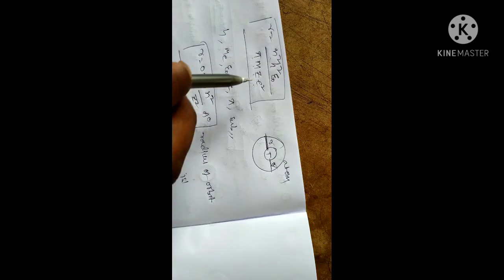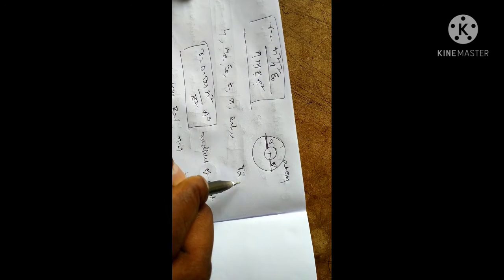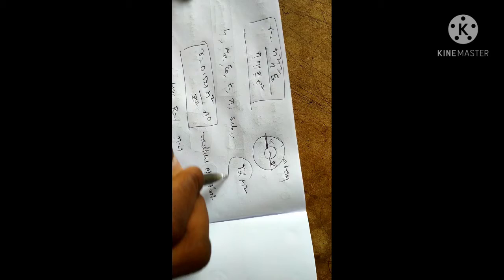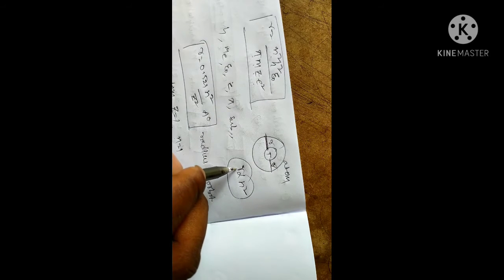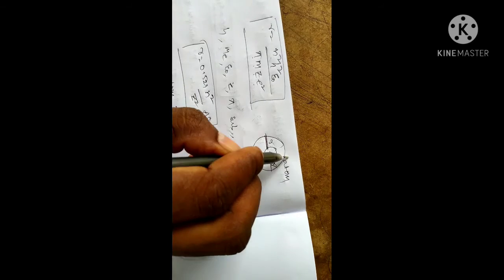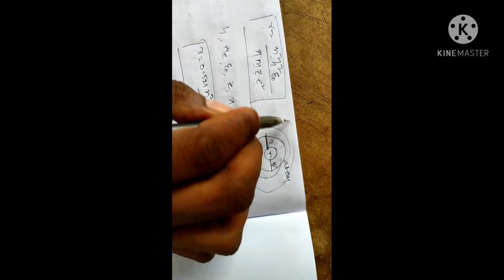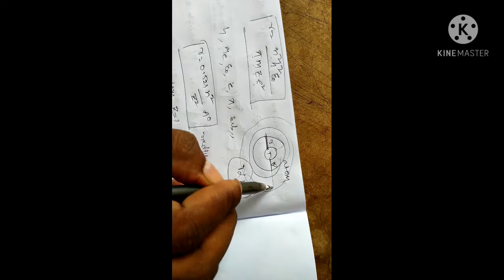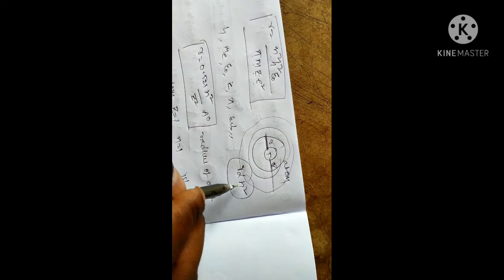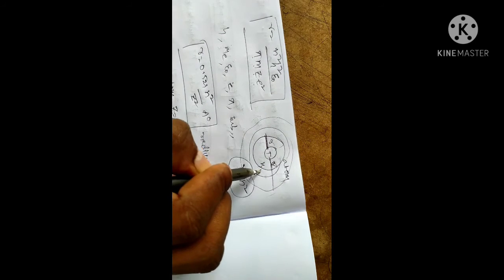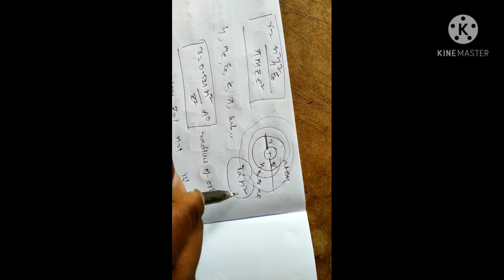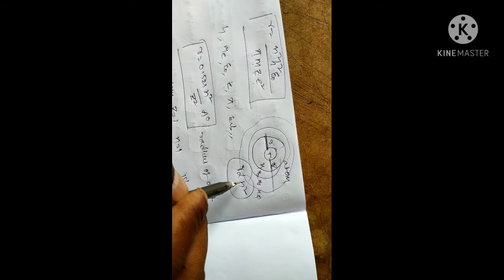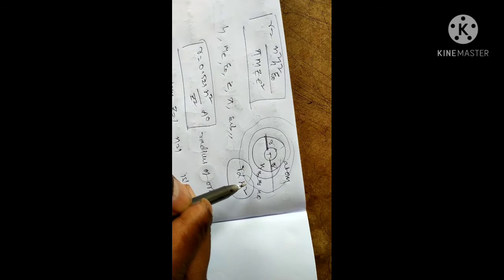Only one parameter is there. R is proportional to n squared. That is, the radius increases with the principal quantum number. Here n1, n2, n3, n4: as the principal quantum number increases, the radius increases. It is for an orbital or atom.